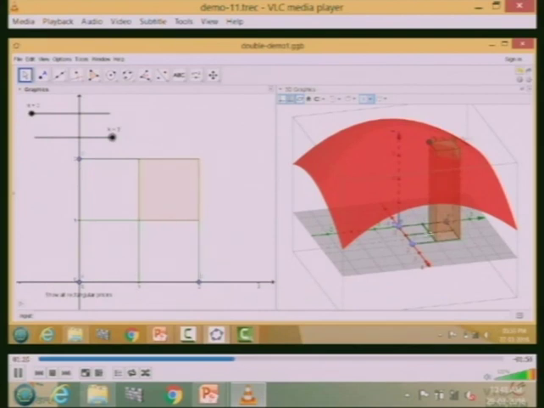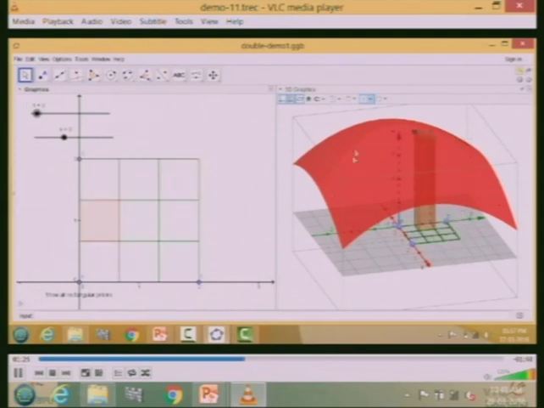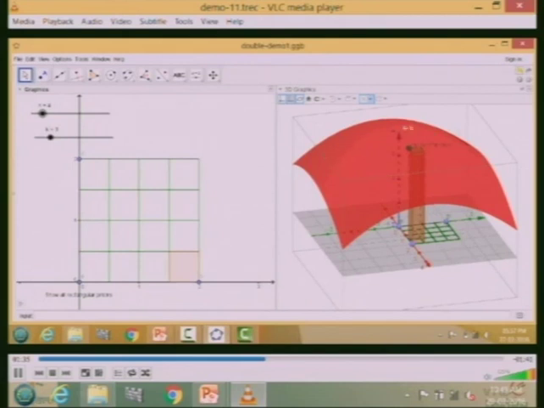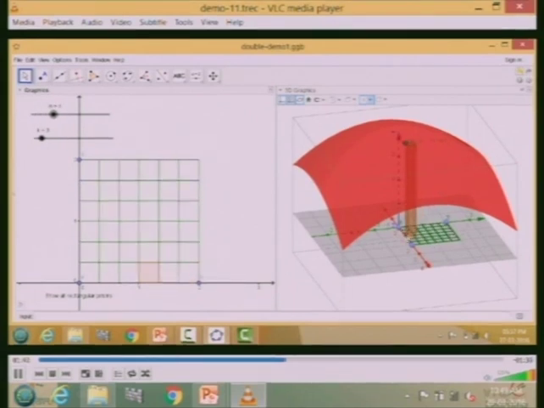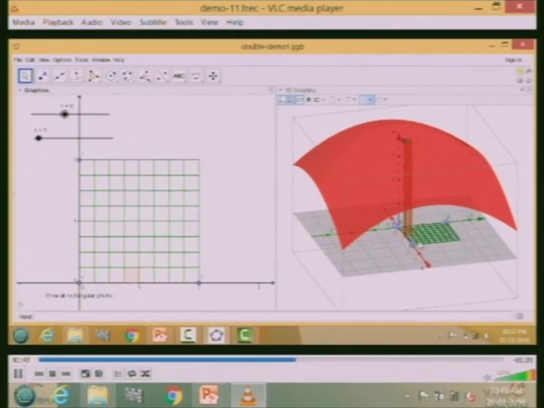The same region in 2-dimensional is also there in the 3-dimensional figure. This is the 3-dimensional figure. This red color indicates the surface, an elliptic paraboloid that is plotted. We are going to find the volume that is below the surface and above the square region 0 to 2, 0 to 2.